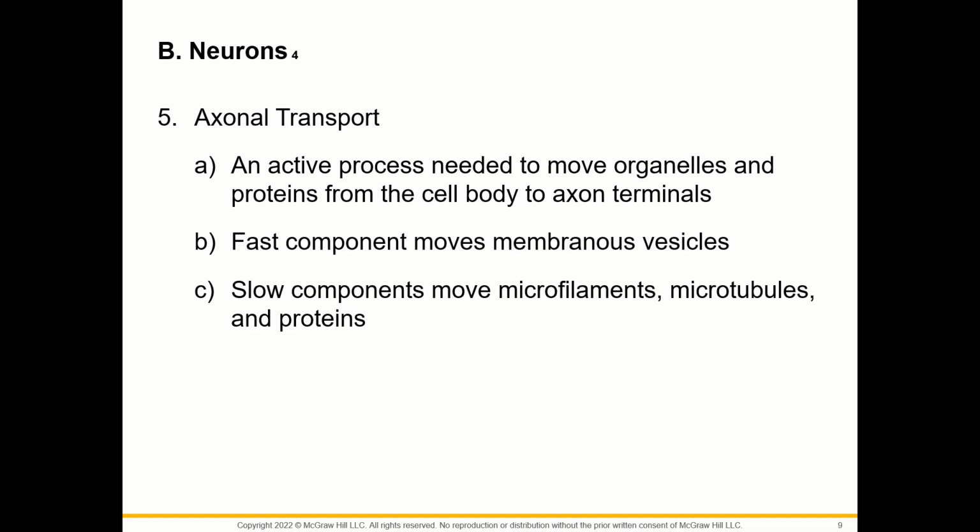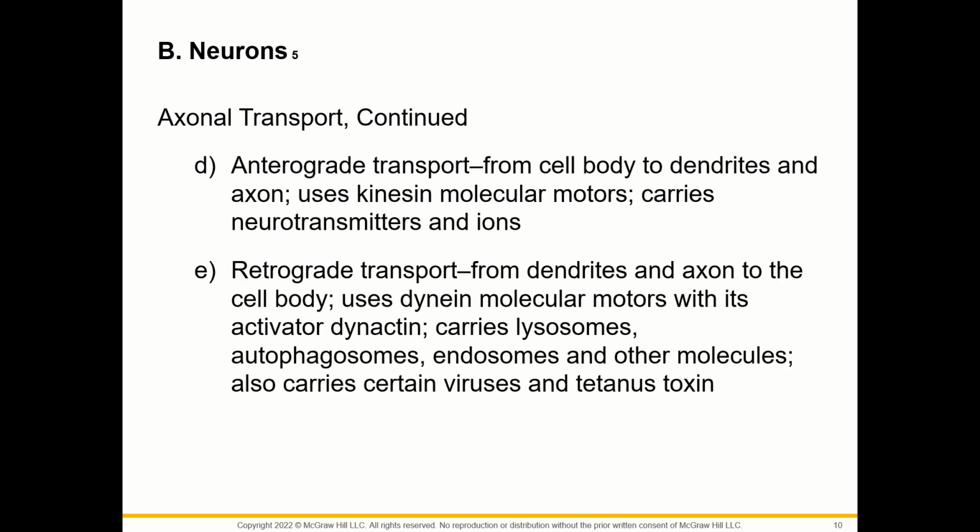With axonal transport, this is an active process needed to move organelles and proteins from the cell body to axon terminals. The fast component moves membranous vesicles, slow components move microfilaments, microtubules, and proteins. So even though the axons are very long, they still need to undergo metabolism, and obviously we need to bring neurotransmitters, etc., down to the axon terminals. And so there will be motor proteins that will carry these vesicles quickly to those terminals.